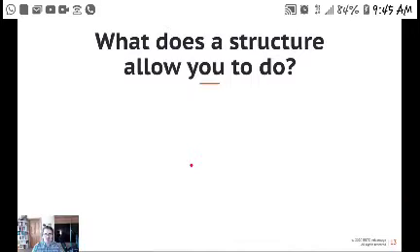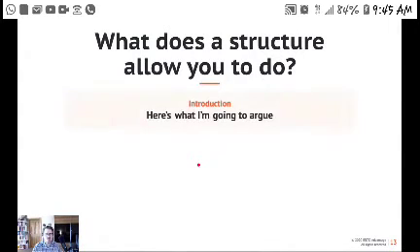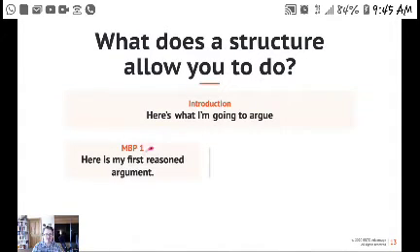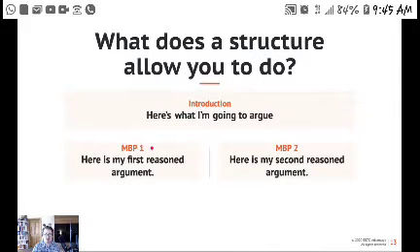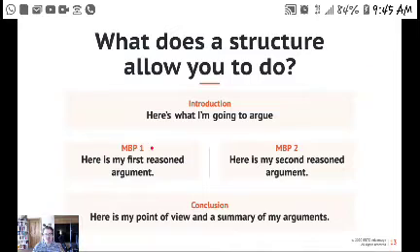So let's think a little bit about structure. What does a structure allow you to do? So the introduction: here's what I'm going to argue. This is what my argument is going to do. Main body paragraph 1, here is my first reasoned argument. Main body paragraph 2, here is my second reasoned argument. Conclusion, here is my point of view and a summary of my argument.